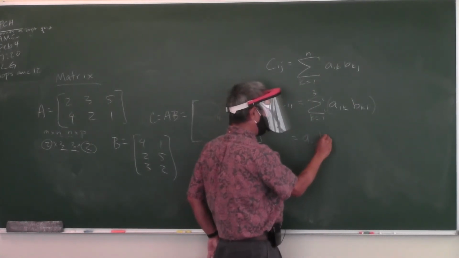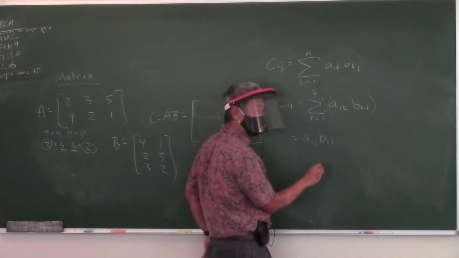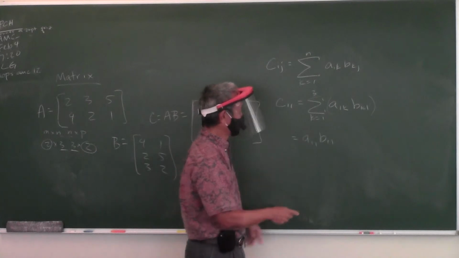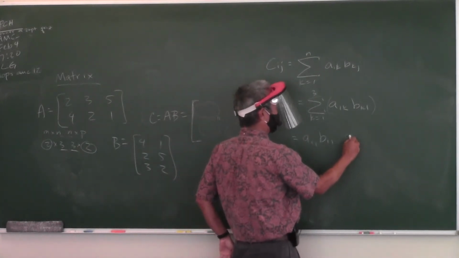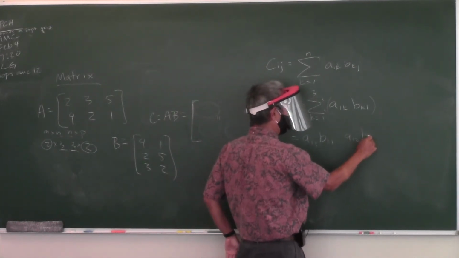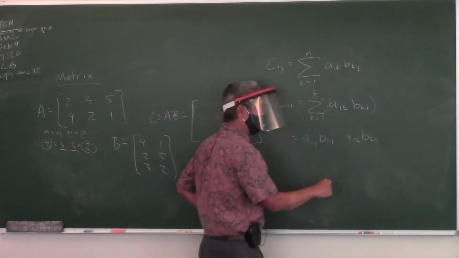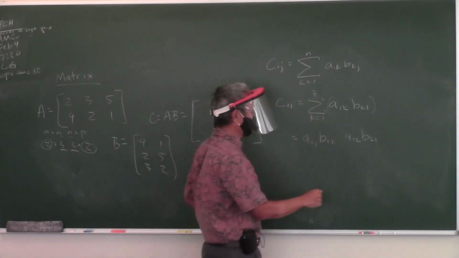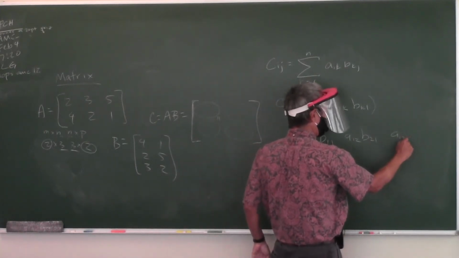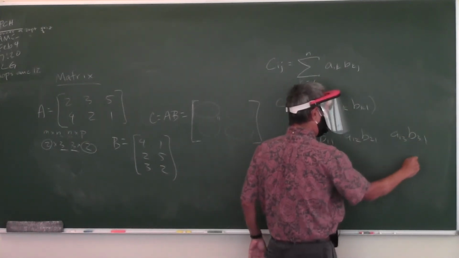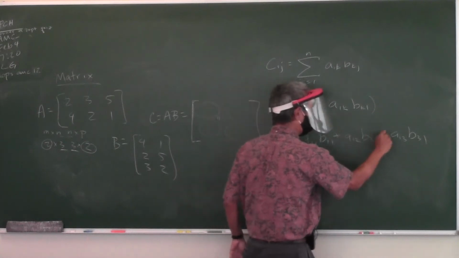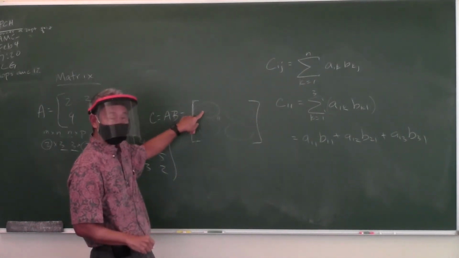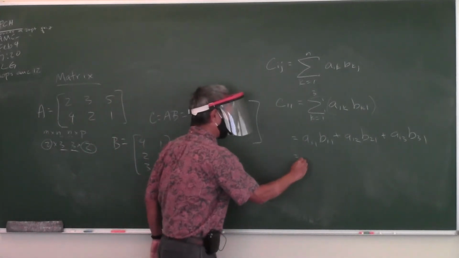A11, B11. Okay, the next number I'm going to plug in for k is 2. Plug in 2 for k. A12, B21. And then finally, this is the last number you plug in for k, 3. Plug it in. A13, B31. And the sigma tells you to add them up. That's how you're going to figure out this element right here. Okay, let's see if we can do it.